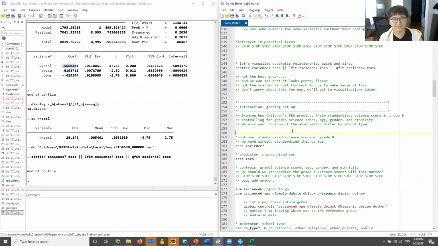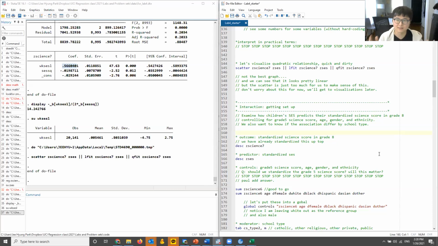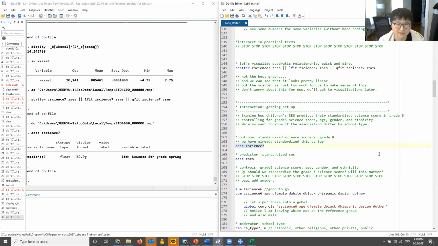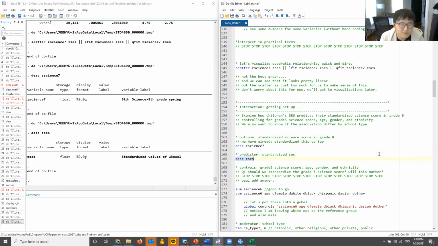Now, like interactions, we're going to examine how children's SES predicts their standardized science score in grade 8. And then we're going to add some controls, like controlling for grade 5 science score. We're going to control for age, gender, ethnicity. And we want to know if the association that we're looking at between SES and science is different by school type. Right? So the key interaction here is with school type. We have seen this. We've already created it. You don't have to create it anymore. We'll still use the standardized SES just for the communication of results. You don't have to.